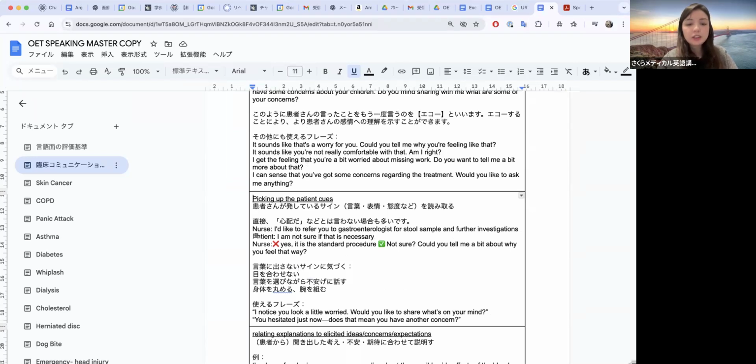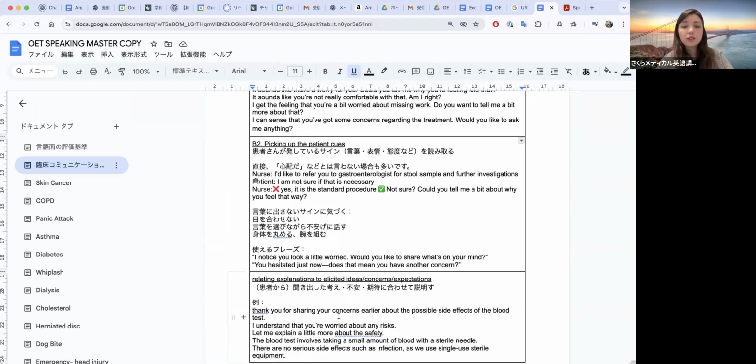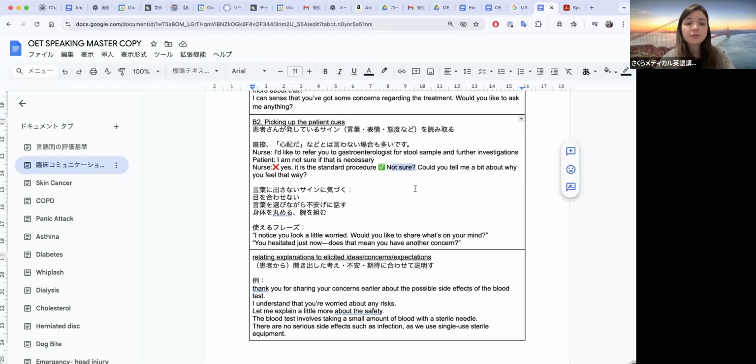B2, picking up patient cues. So this could be non-verbal cues as well or verbal cues. So, I'd like to refer you to a gastroenterologist for a stool sample and for further investigations. I'm not too sure if that's necessary. You want to pick up on that. You don't just say, yes, this is a standard procedure. You want to say, not sure. Could you tell me a bit about why you feel that way? And this, like, not sure, so you're repeating. This is called echoing. So you want to echo their concerns and explore a little bit further.